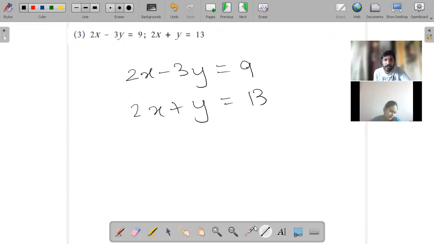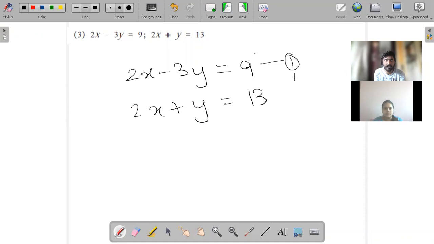Okay, first of all, can you tell me what can get cancelled? Here there is minus and here there is plus. So can this term get cancelled, or this term? The y term can get cancelled. But what is missing here? 3. So what will you do to bring 3 here? You will multiply equation 2 with 3.